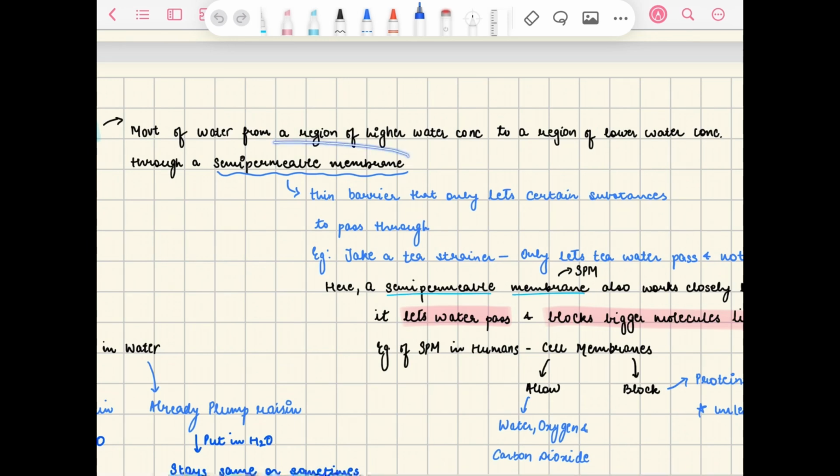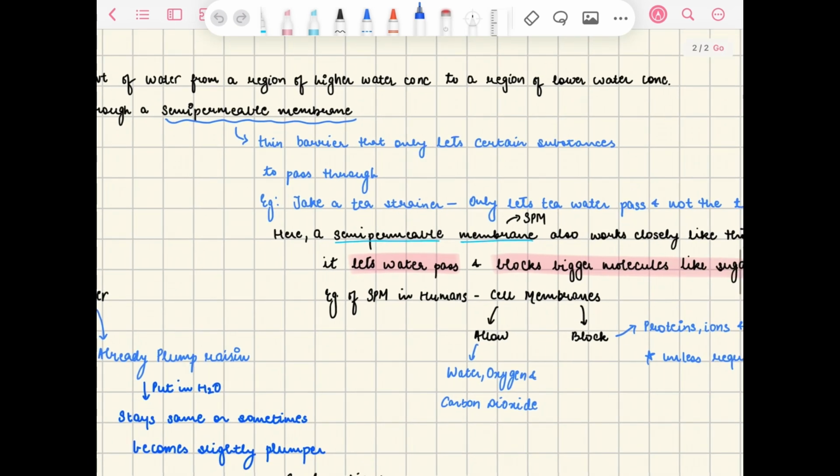Now, we'll study more about the semi-permeable membrane because it is a crucial part of the osmosis definition, right? So we need to learn what it is. Now, a semi-permeable membrane is like a filter. It will allow small molecules like water, carbon dioxide or oxygen to pass, but it will block the larger ones like proteins, ions, sugar or salt. This is what helps osmosis happen in living things. So we can say that the presence of a semi-permeable membrane is a very necessary requirement.